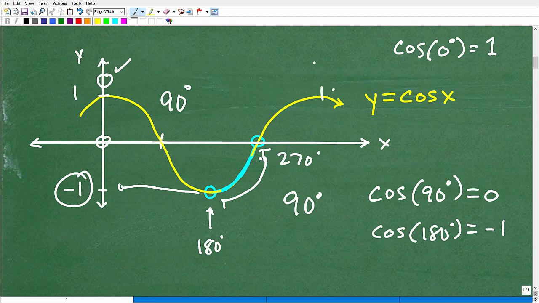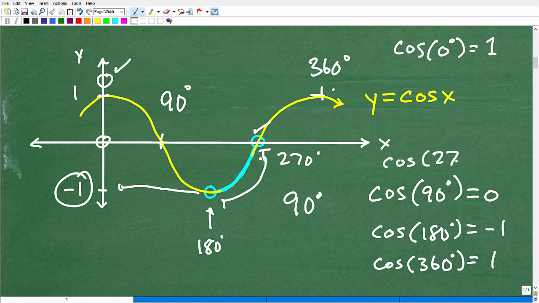And then way up here, this would be what? 360 degrees. So the cosine of 360 degrees, of course, would be a +1. We're back up at 1 again. And then at 270, it's going to be what? 0 as well, right? Cosine 270 degrees is 0. So you need to be able to interpret these graphs with degrees and radians. This is the cosine graph.